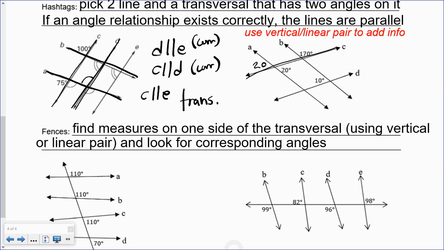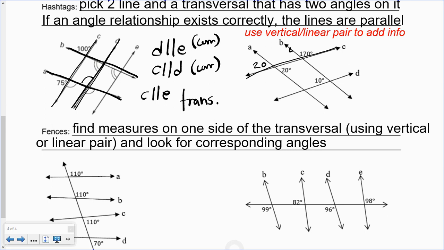Okay. With the 20 there, what's the relationship? Consecutive exterior, which are supposed to be supplementary. Do 20 and 170 add to 180? Nah. So which lines are not parallel? A and B are not parallel. We've confirmed that A and B are not parallel. Now we have to check to see if C and D are. What transversal could I use?